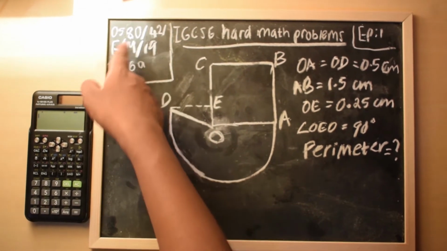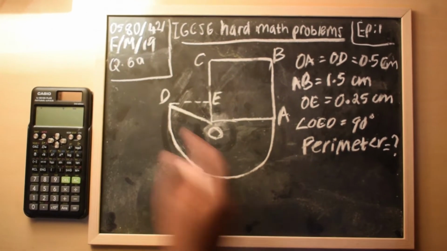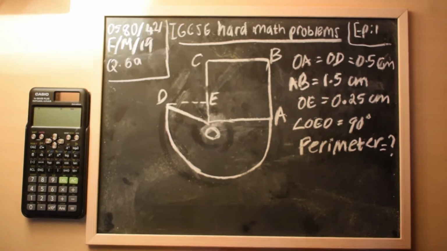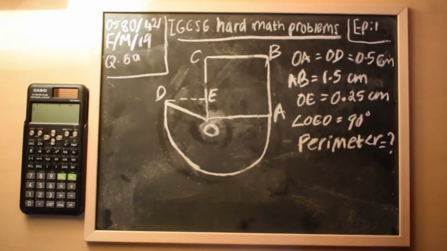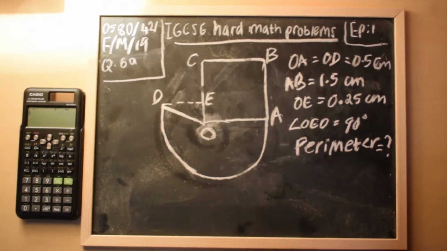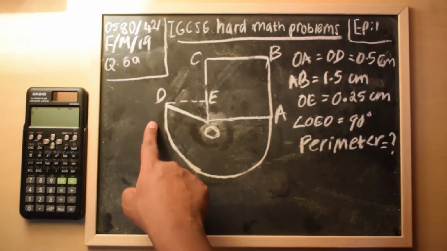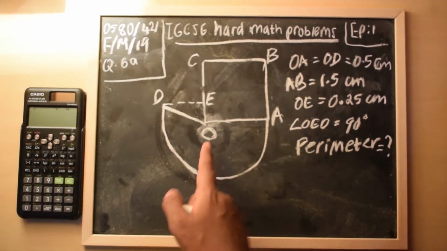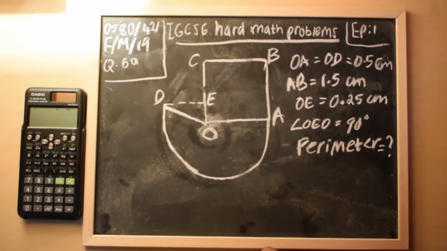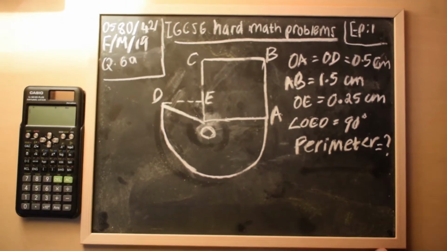The paper code is 0580 February March 2019, question 6A. Since I'll only be doing the hard problems, I'm only doing the first A part. Okay, so the question says that we have this shape and this is a logo. The question asks us to find the perimeter of the logo.